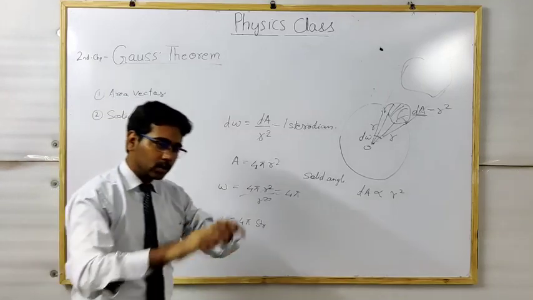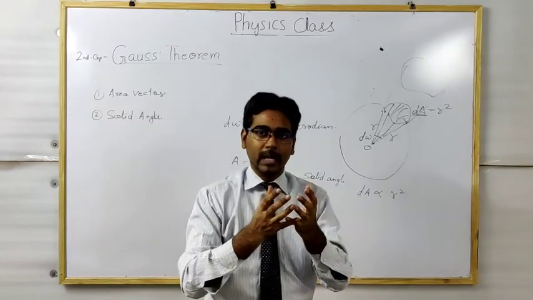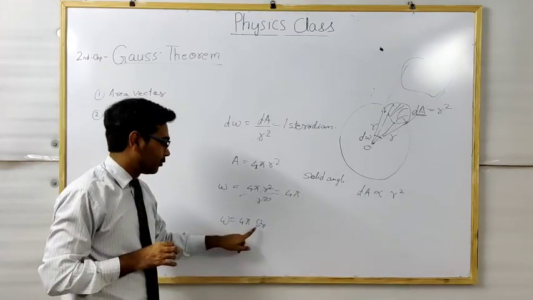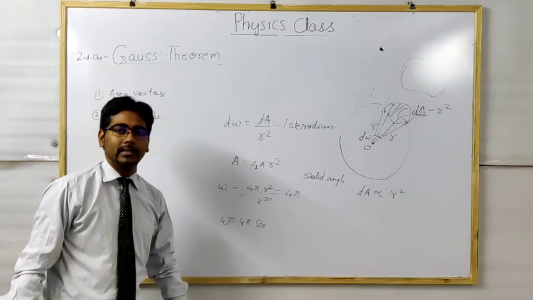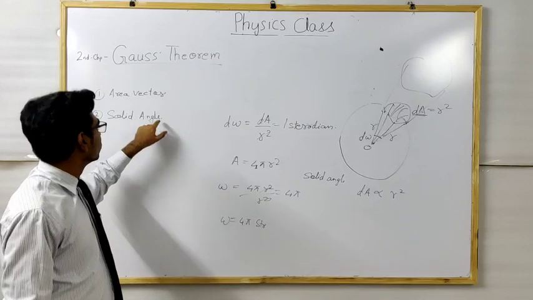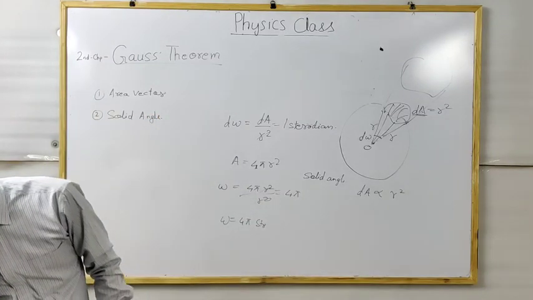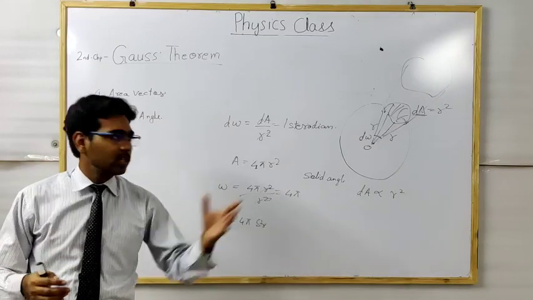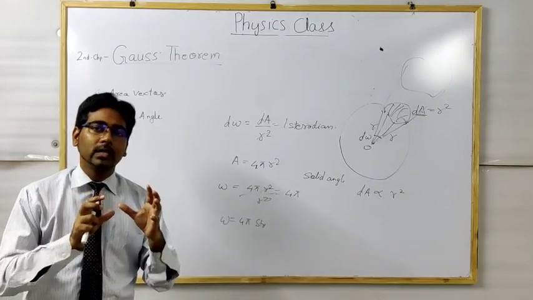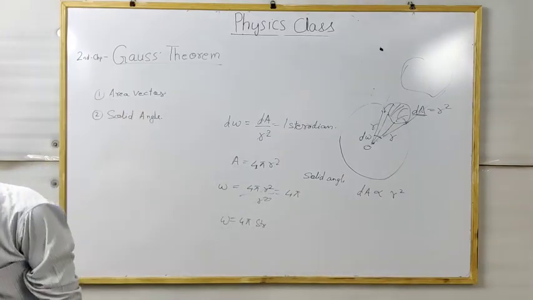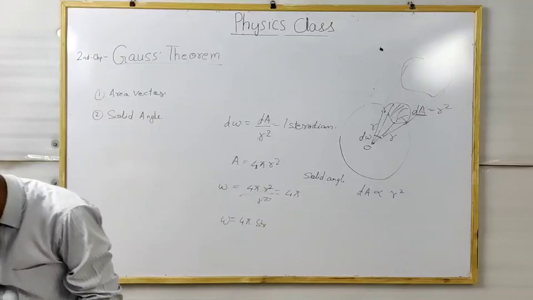That means a totally closed surface subtends a total angle of 4 pi steradian at its center. This is the concept of solid angle. I hope you have understood. Not just spherical, any closed surface will subtend a total solid angle of 4 pi steradian. Okay, let's move on further.